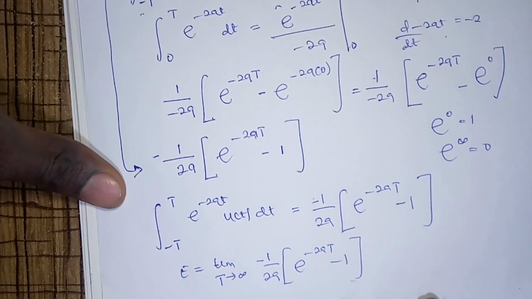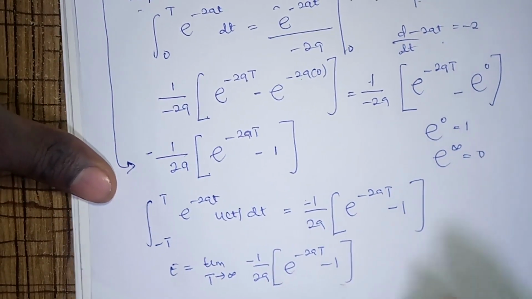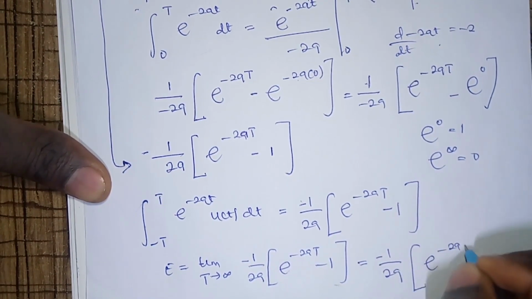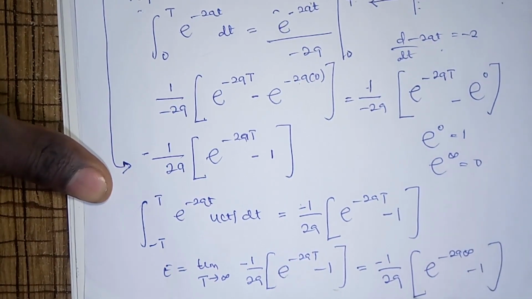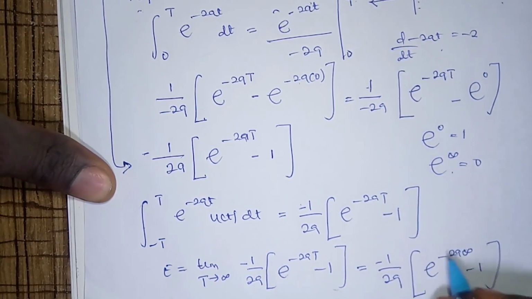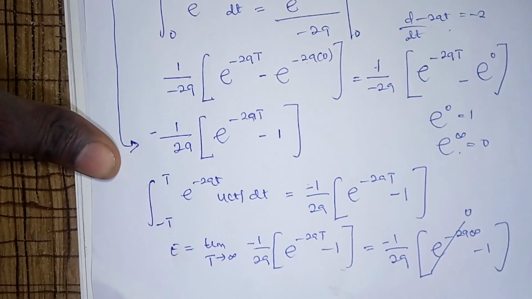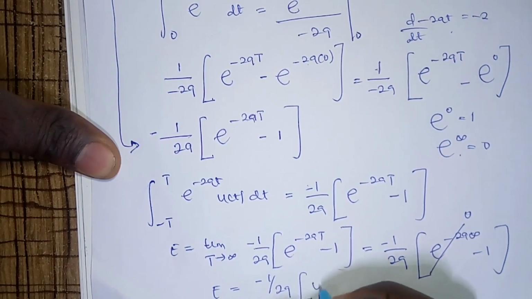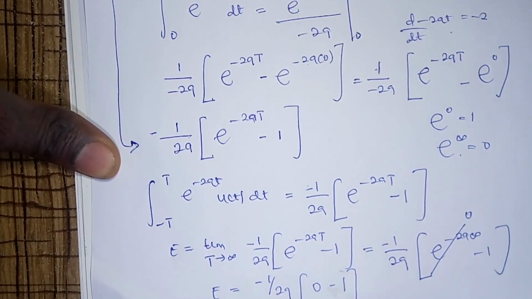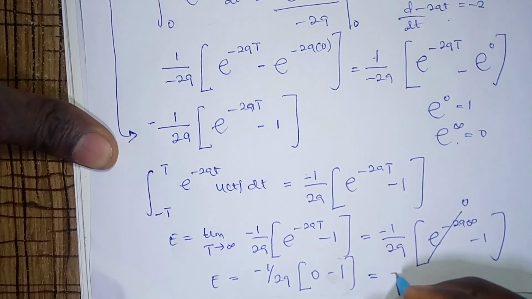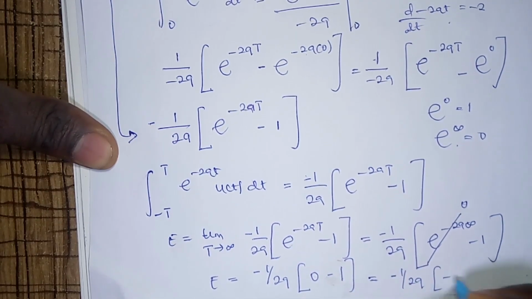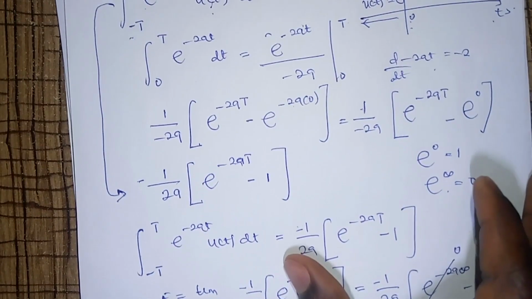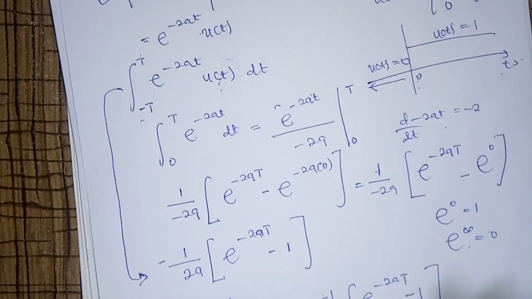So what we need to do is substitute infinity wherever we see t. That gives us negative 1 over 2a, open bracket, e to the negative 2a times infinity minus 1. Remember I said earlier that e to the negative infinity has to give us 0. So if that's 0, then E is equal to negative 1 over 2a, open bracket, 0 minus 1. So we neglect this 0. The next thing we need to do is simplify the equation more.